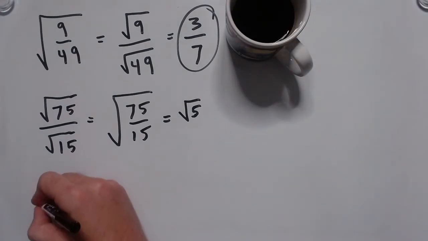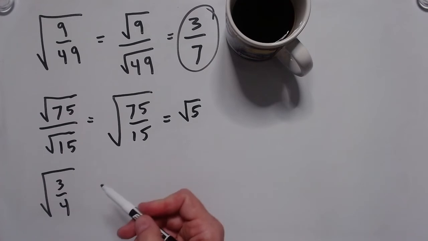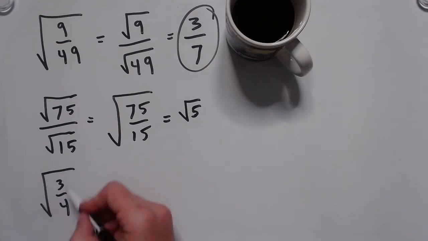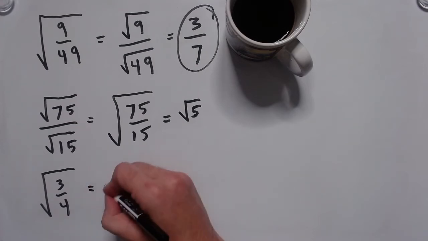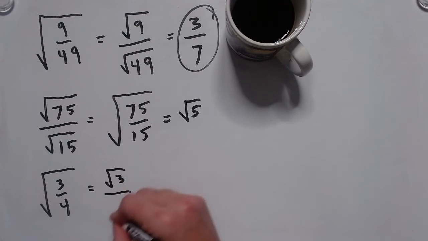Okay, here's a slightly interesting problem. I'm going to take the square root of 3/4. So we're violating a rule here. We're trying to simplify this. We're taking the square root of a fraction. So this isn't allowed. So what I'm going to do is just break it up like we did up here. This equals root 3 over root 4.